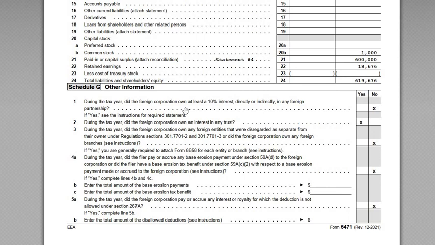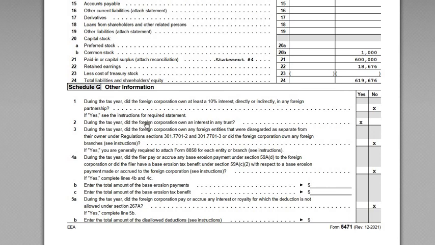So question one is very simply asking if the foreign corporation, the CFC here, owned at least 10% of an interest, either directly or indirectly, in a foreign partnership, right? So just yes or no, very straightforward. Look at the investments that the CFC has. If it has a 10% interest or greater in a foreign partnership, then you answer yes, and there are additional required statements that might be included, maybe in 8865.